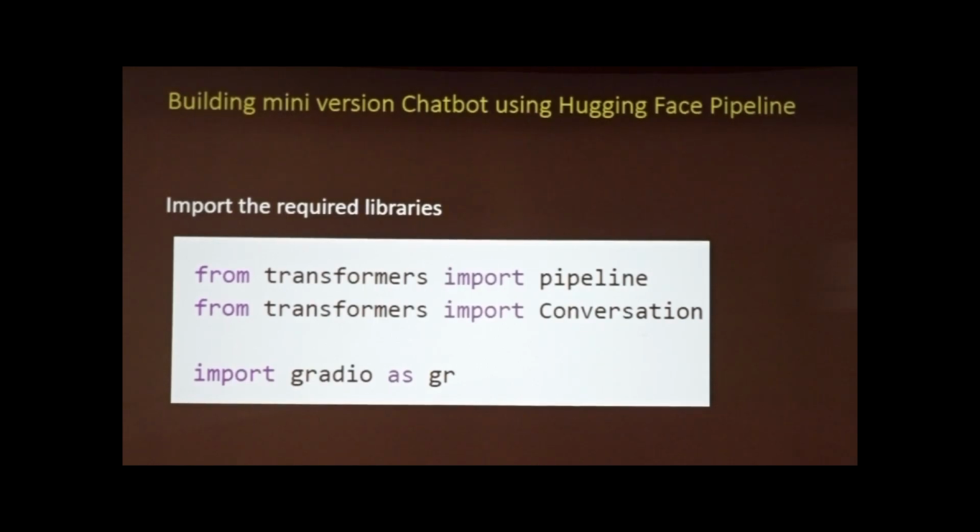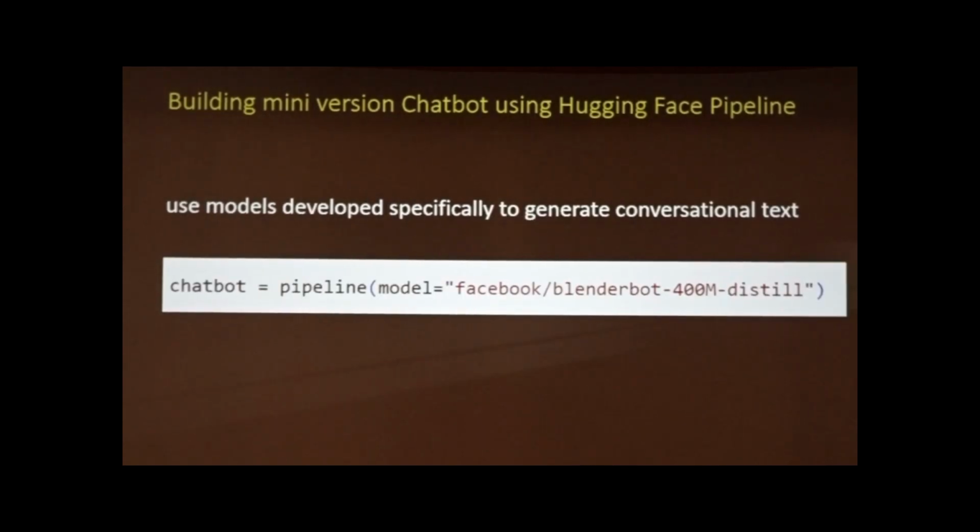From transformers, I imported the Conversation library. Then I installed Gradio. Now I need to import that, which I did with the variable gr: import gradio as gr. Done with that? Slide. Okay. Then what is the next step?